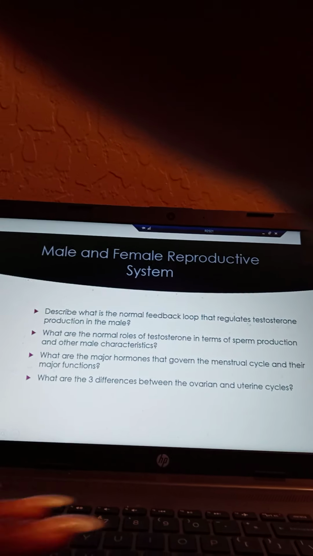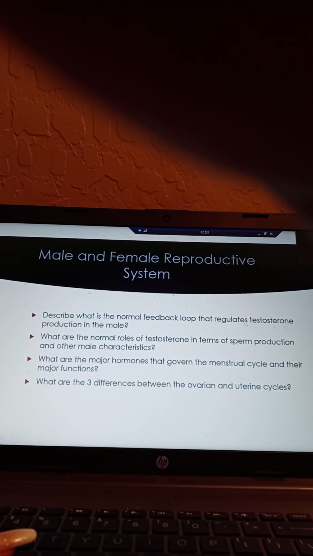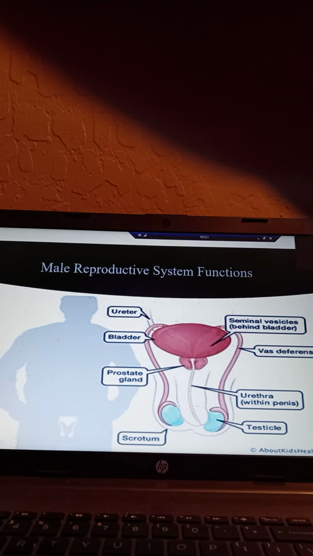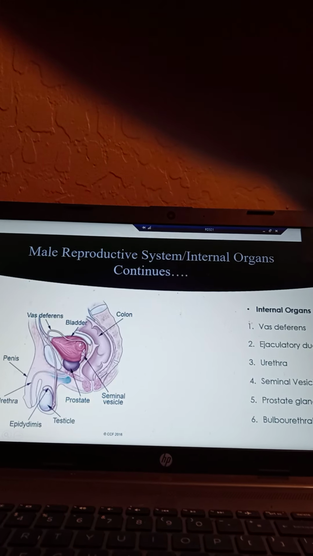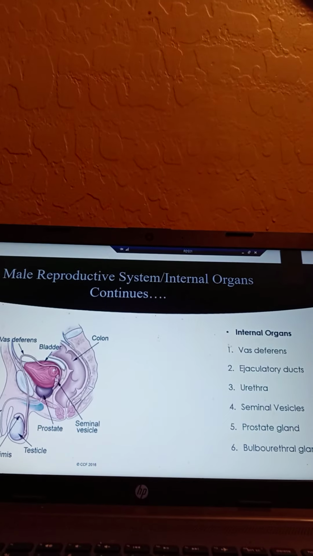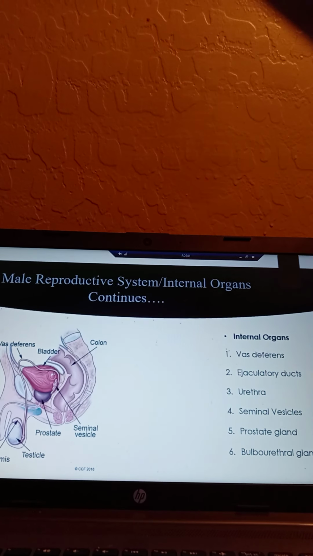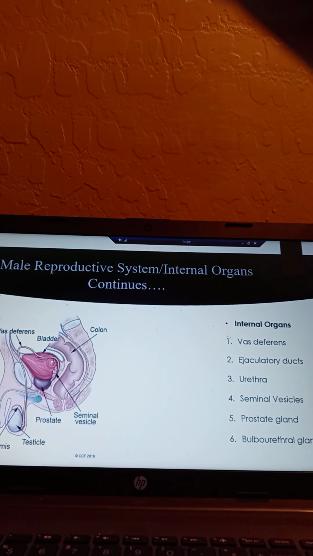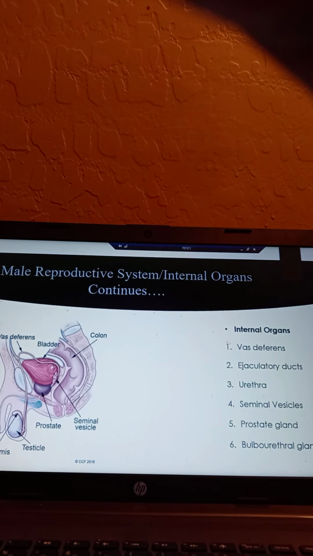18. Let's go back. And this time I shared a picture with this one. I'm going to go through all of this. I'm going to read what exactly the internal organs are. And so here we go.